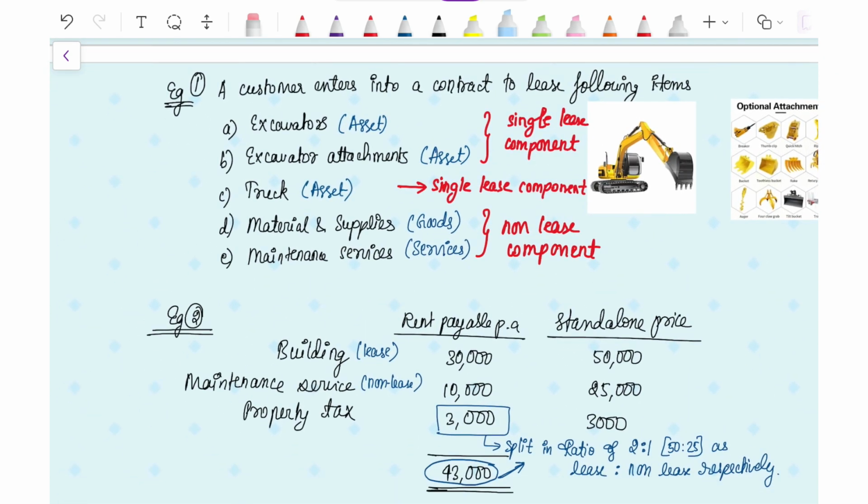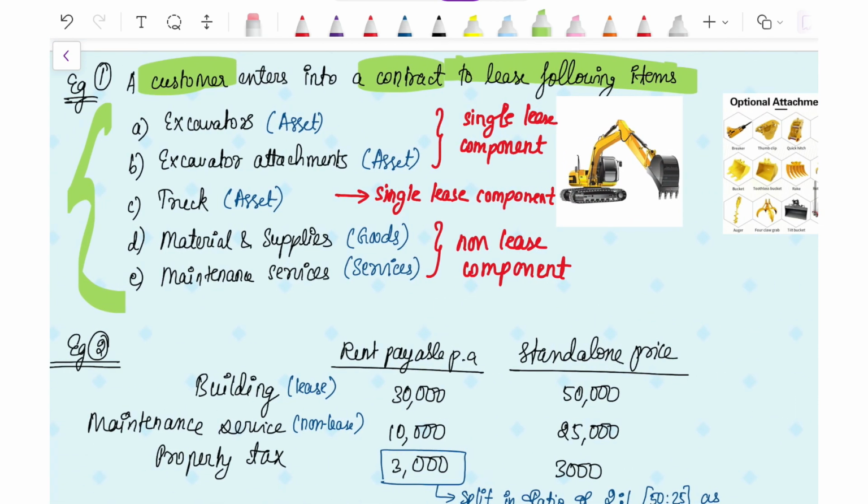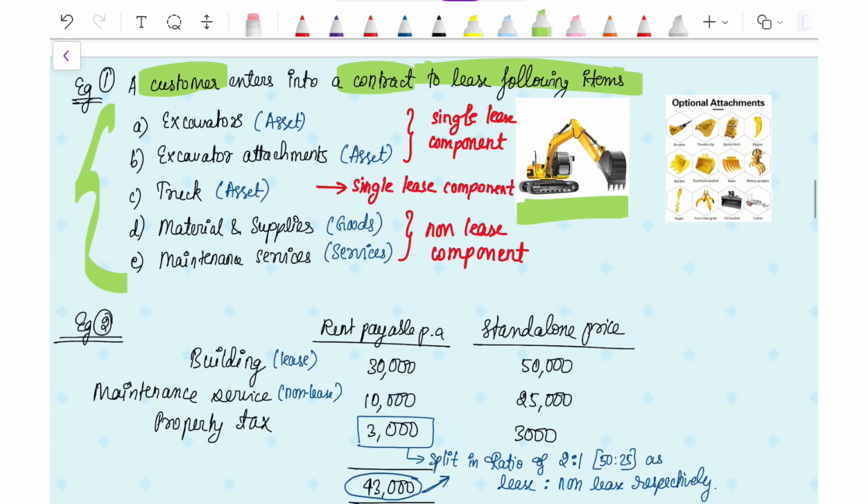Suppose there is a customer entering into a contract to lease the following items. The items given here, as you can see on the screen, are being put into a contract, and the customer is ready to lease all of these items. The first item in that contract is an excavator. As you can see in the picture, this is one of those big machines, like a crane, which is used to excavate the land.